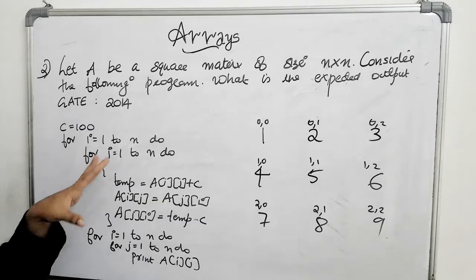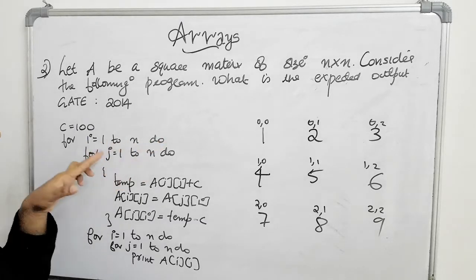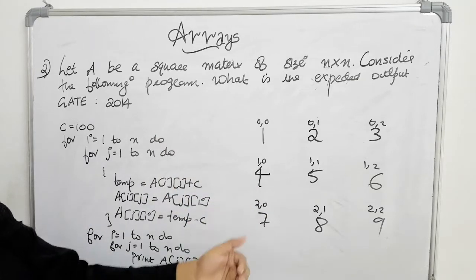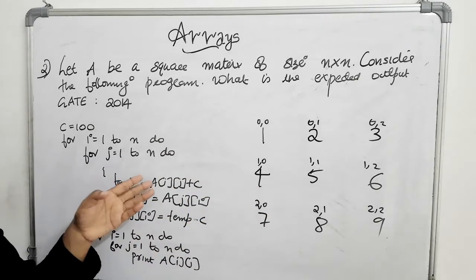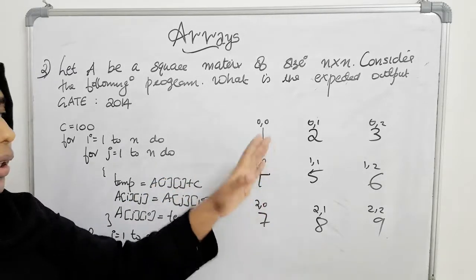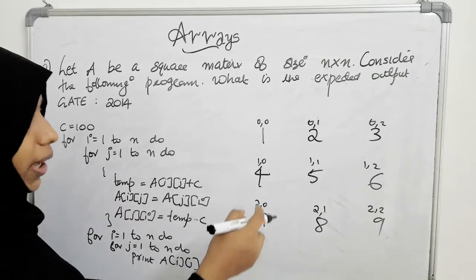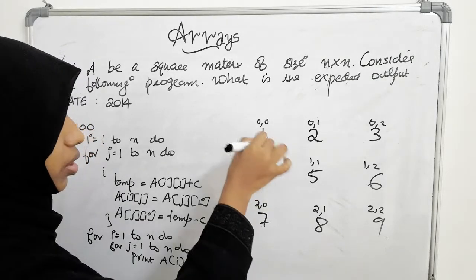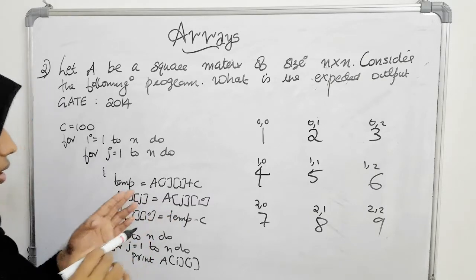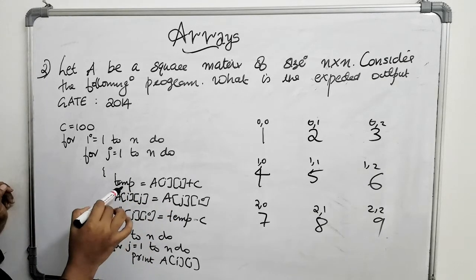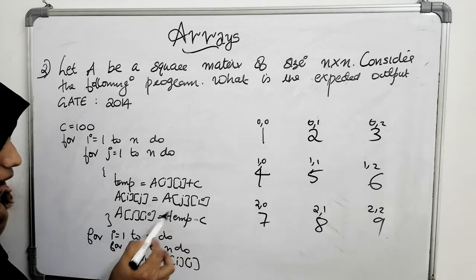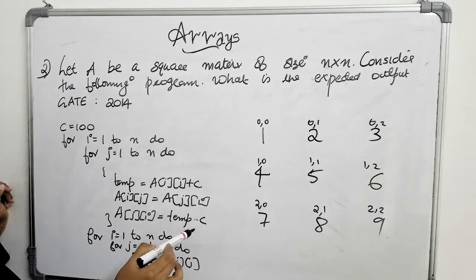Now what happens is this program is running from i equal to 1 to n and j equal to 1 to n. So this will process every element. You know that this is the loop we use for all matrix operations. So this will be processing every element in this matrix. Let us look at the code: temp is equal to a of ij plus c, a of ij is equal to a of ji, and a of ji is equal to temp minus c.